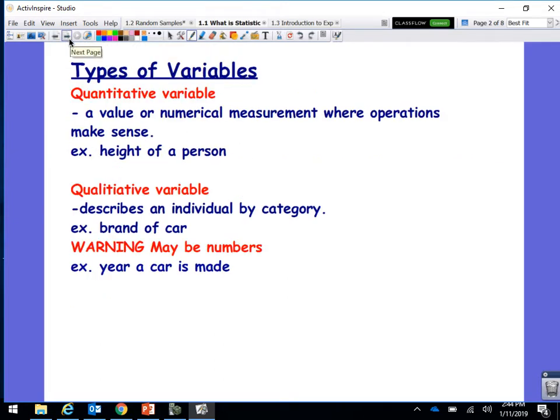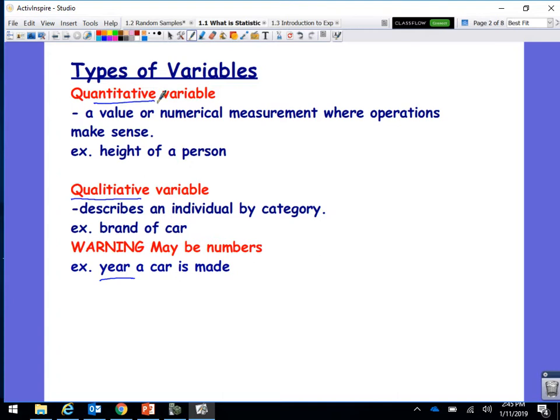Types of variables. You have quantitative variables versus qualitative variables. A qualitative variable, I think of it this way, qualitative as in a quality, maybe the color of a car, maybe the brand of a car. It's describing an individual by a category. You can have a number that's involved with that, but usually it's talking about, like, hey, I graduated in the year 1999. Okay, 1999 is a number, but it's more of a label.